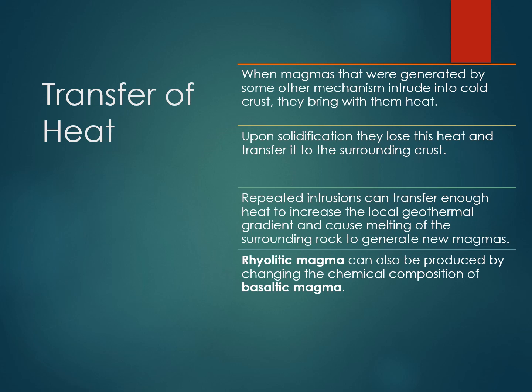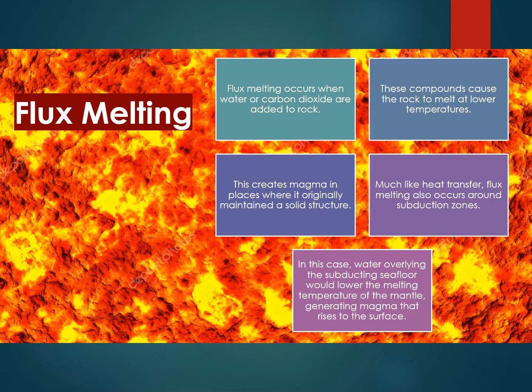When magmas that were generated by some other mechanism intrude into cold crust, they bring with them heat. Upon solidification, they lose this heat and transfer it to the surrounding crust. Repeated intrusion can transfer enough heat to increase the local geothermal gradient and cause melting of the surrounding rock to generate new magmas. Rhyolitic magma can also be produced by changing the chemical composition of basaltic magma.